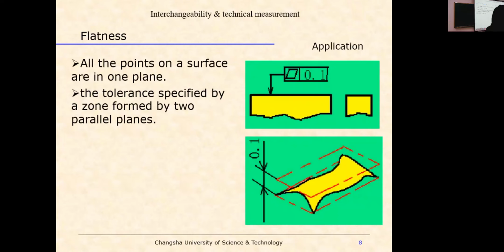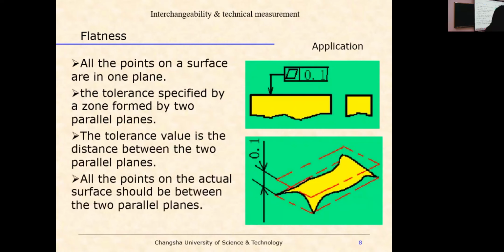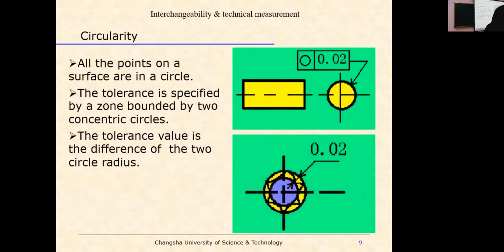The part is available. The tolerance is specified by a zone formed by two parallel planes. And the tolerance value is the distance between the two parallel planes, like this one. All the points at the actual surface should be between the two parallel planes, right? It's very easy to understand. And the circularity is the same.